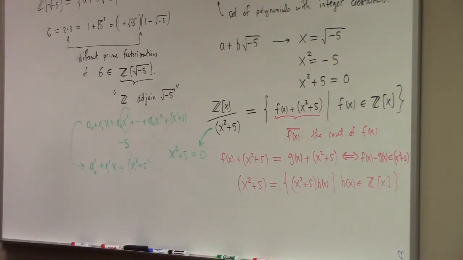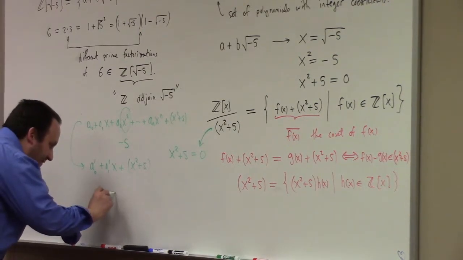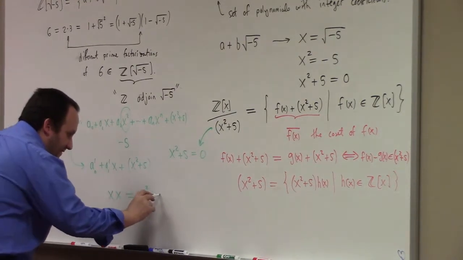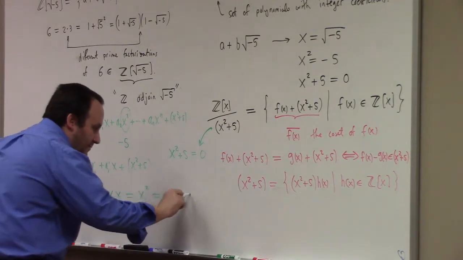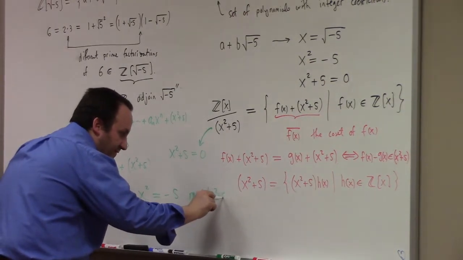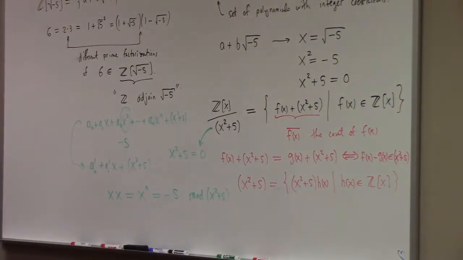And so if you look at it, x times x is equal to what? Well, it's equal to x squared, but that's also equal to minus 5 mod this ideal (x squared plus 5). So that means x is playing the same role as the square root of minus 5. This is a way of building Z adjoin the square root of minus 5. I'm sorry, I have muddled the coset argument here a little bit.